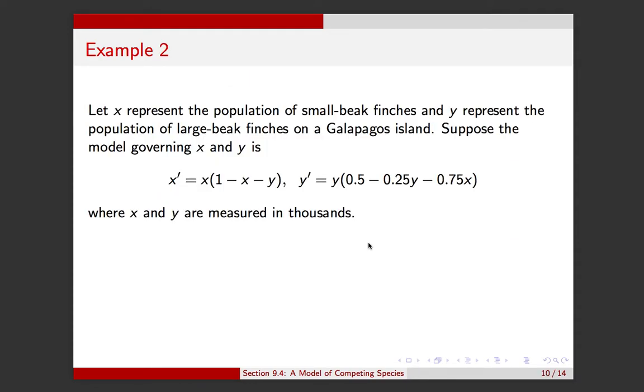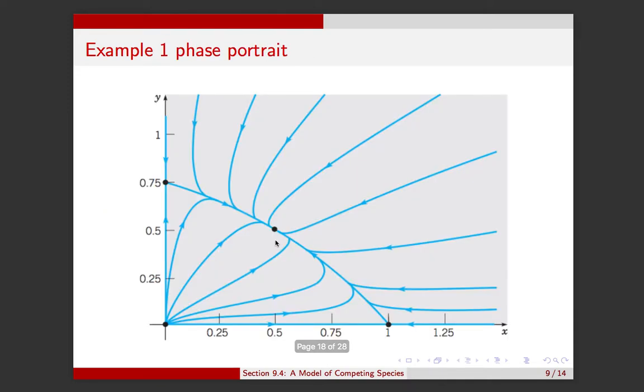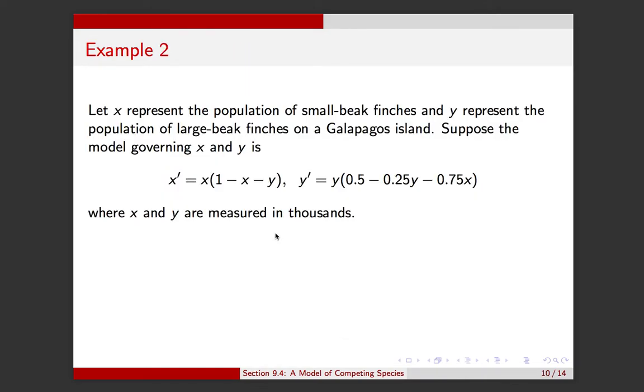Okay, so I'm finally done jumping the gun. Let's move on to our second example, just to show what else can happen in these systems. So in the previous example, we had mutual coexistence being stable, asymptotically stable. Is that always the case? Let's just think about that in this example. So here, the context doesn't really matter, but you have small beak finches and large beak finches on some Galapagos island. Here's the system now.